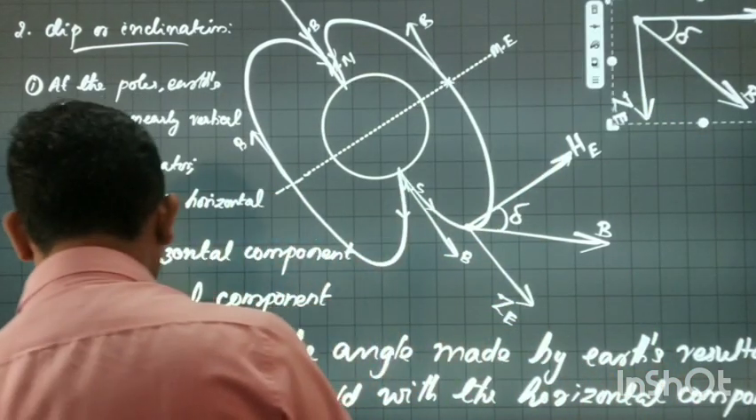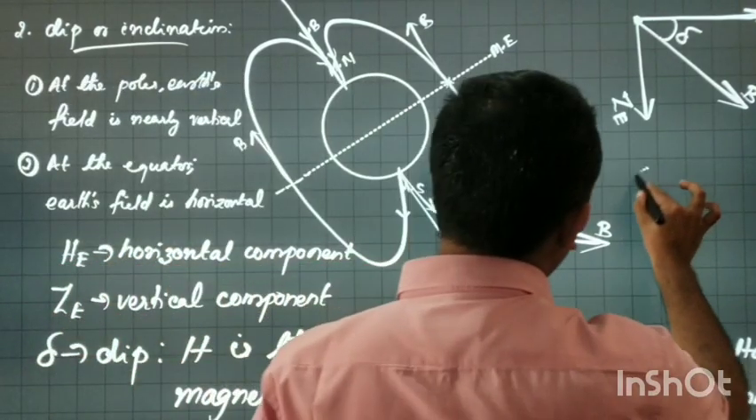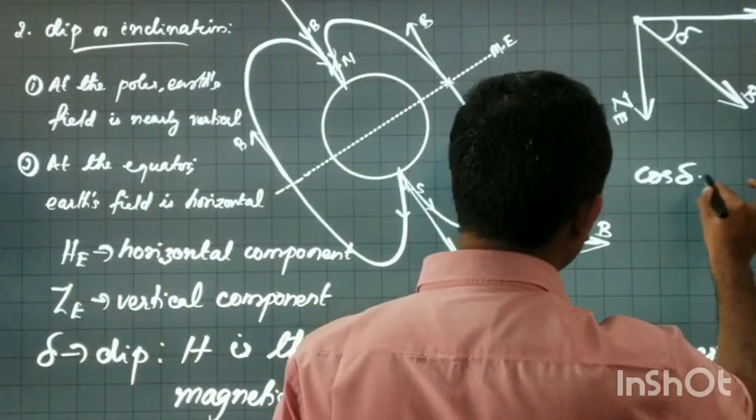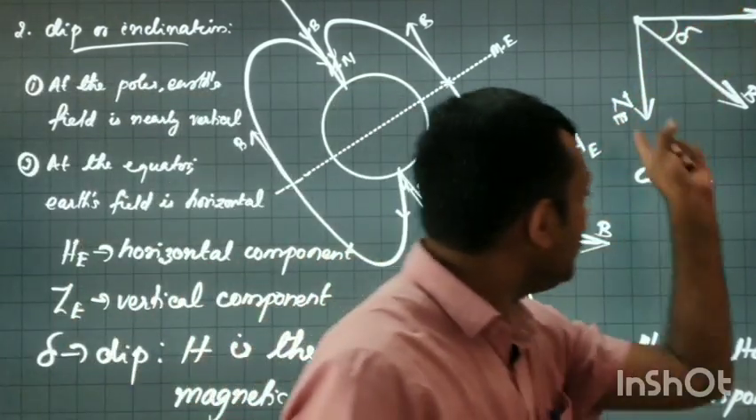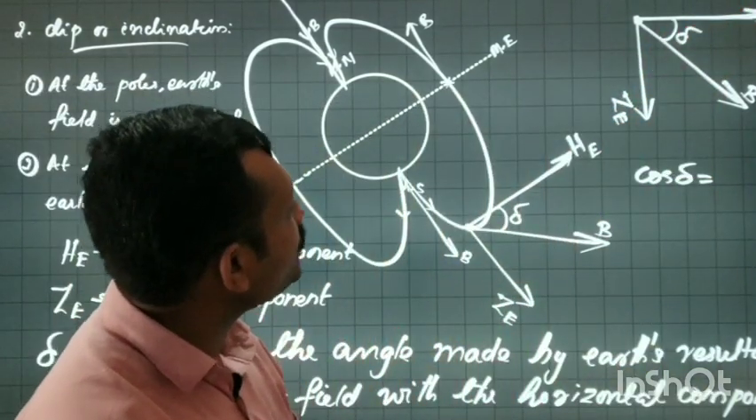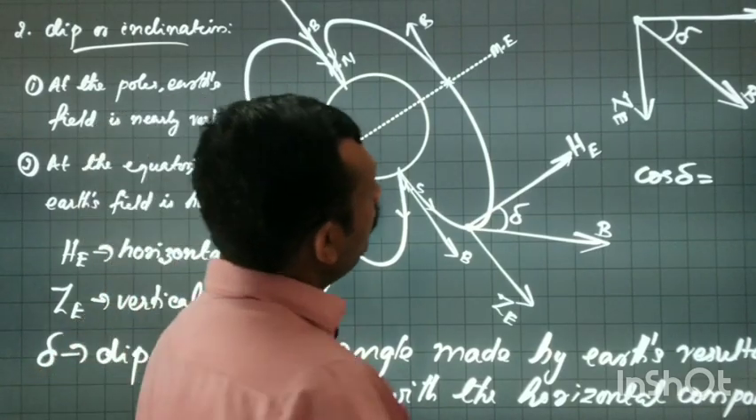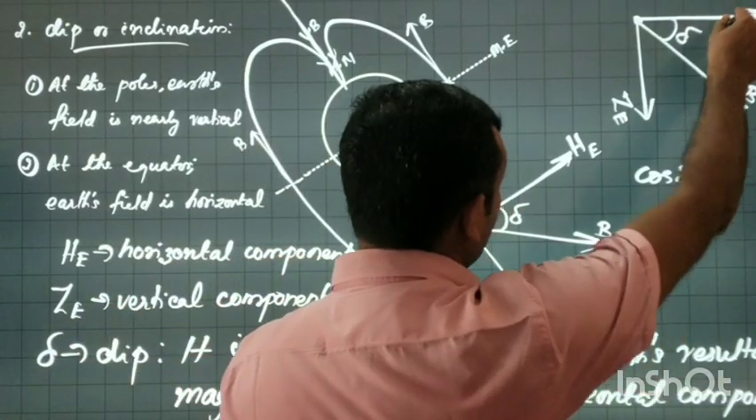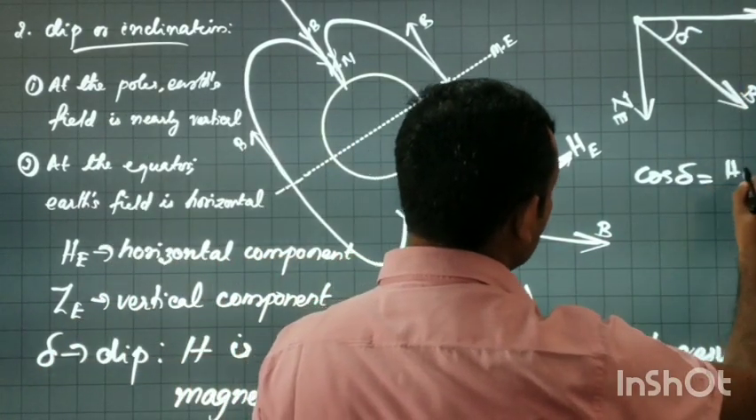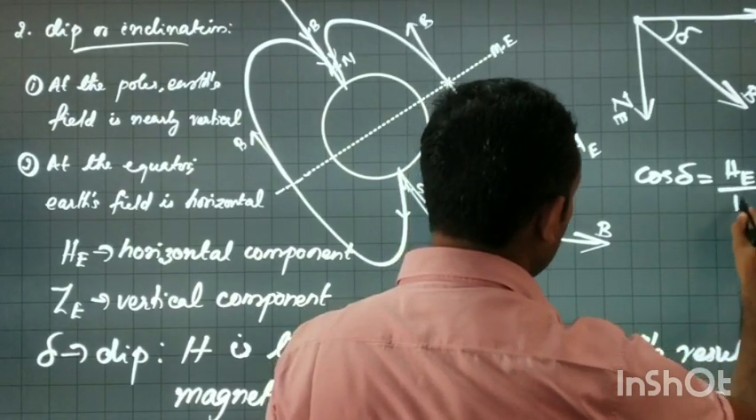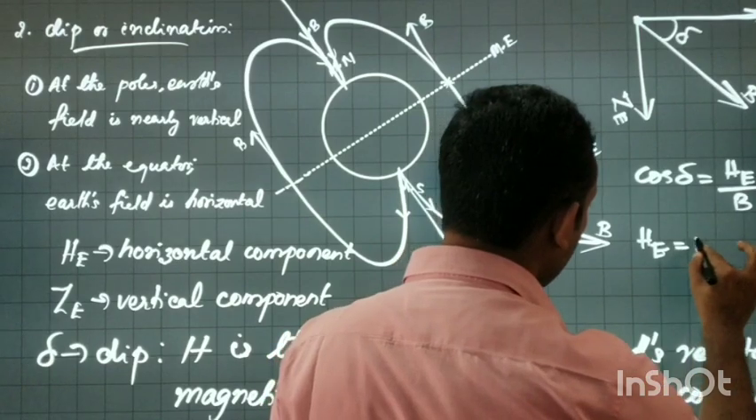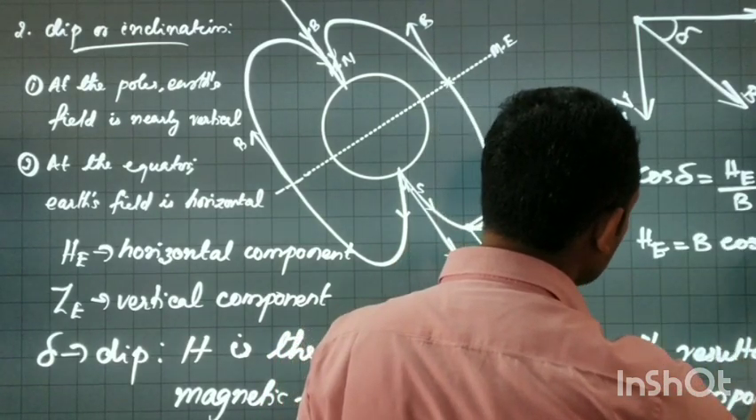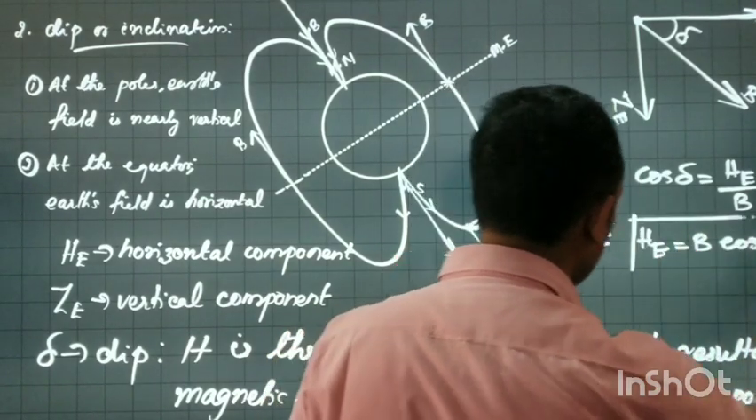Now see here from this figure, what is cos delta equal to? You can see the figure and tell me what cos delta is here. Cos delta is adjacent by hypotenuse, which is HE divided by B, or HE is equal to B cos delta. This is very important.